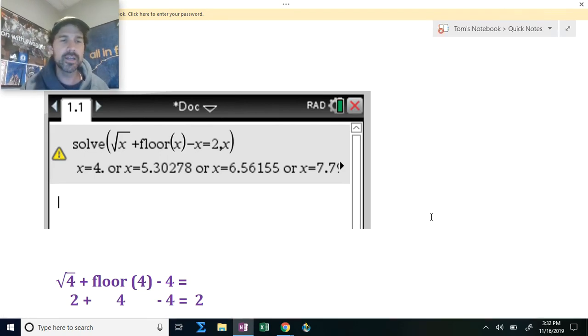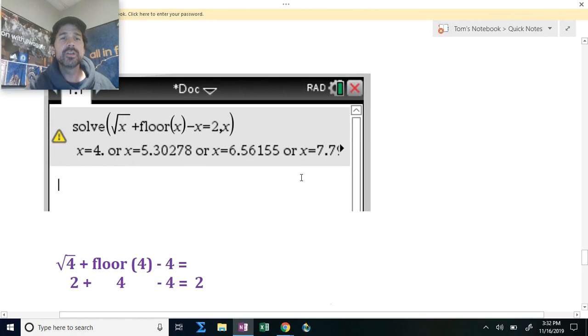Well, if we plug that in, we'd have the square root of 4 plus the floor function of 4 minus 4. The floor function of 4 is just 4, right? Because you are that number. There's nowhere to go down. And the square root of 4 is 2, and you'll notice that 2 plus 4 minus 4 does equal 2.